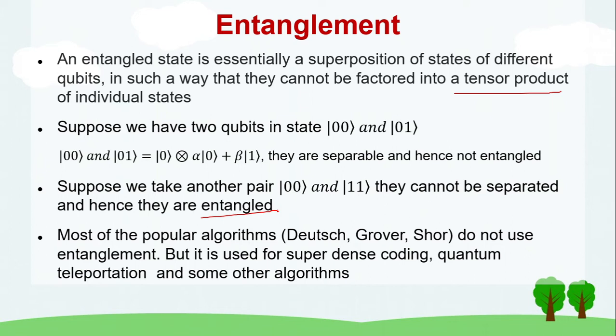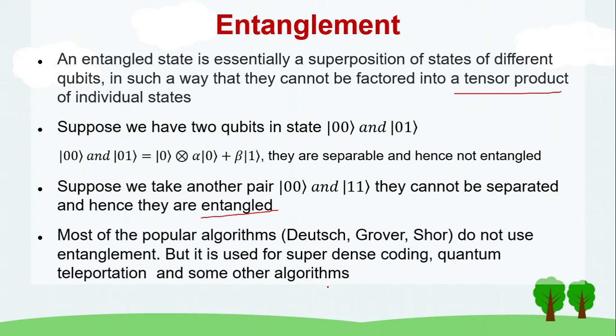Actually, today we don't have much use for quantum computation. As you can see, most of the popular algorithms like Deutsch, Grover, Shor don't use entanglement. But entanglement is used today for superdense coding or quantum teleportation. Basically, they are for quantum communication, quantum networks.